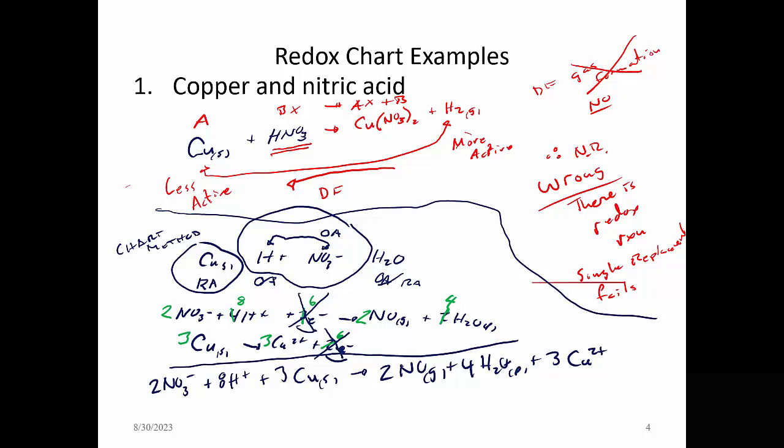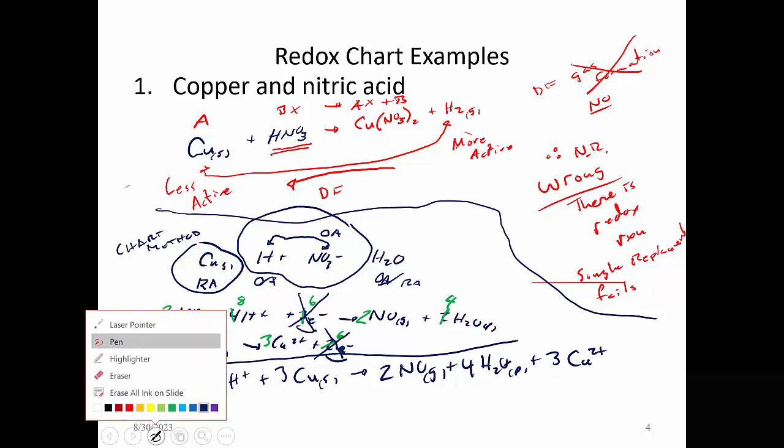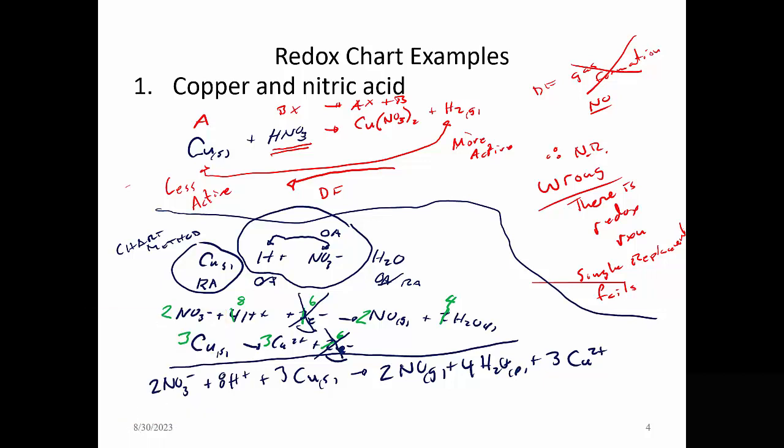Okay, then I look for driving force. For driving force, I like to use the conjugate relationship. And the conjugate relationship is going to be like this. This was our oxidizing agent in the forward direction. It was nitrate and H+. This is our reducing agent in the forward direction. So if this is our oxidizing agent, I look at the half reactions, and this is the conjugate reducing agent over here. So NO and H2O, that's my reducing agent. Nitrate and H+, that's my oxidizing agent.